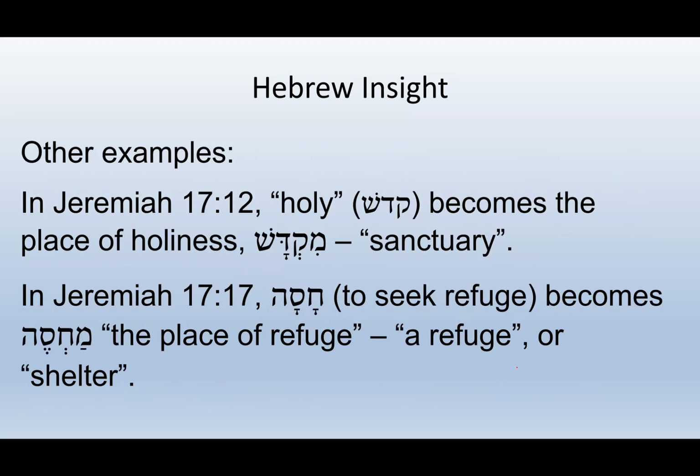Holy is the same way in Jeremiah 17:12. You have the word for holy. If you put a mem in front of it, it becomes the place of holiness, mikdash. Mikdash is the place of holiness, but we usually translate that like sanctuary. And then chasa is to seek refuge. You put a mem in front of it, it becomes machse, and it's the place of refuge. You can either just translate it as a refuge or a shelter or something like that.